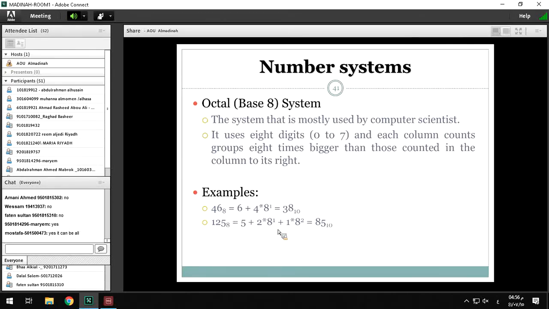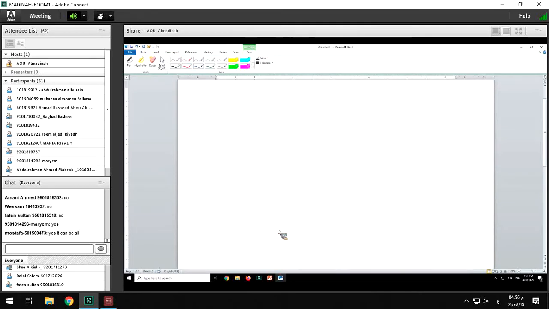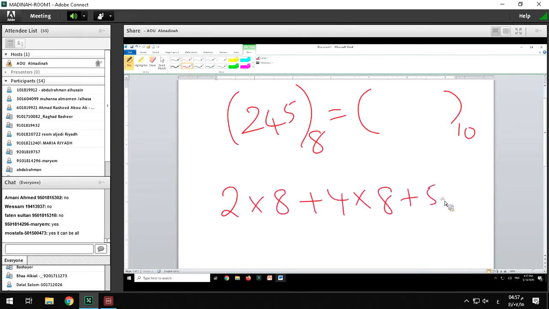Octal numbers are base 8 numbers. We can convert octal numbers into decimal numbers just by multiplying by the powers of 8. Let's say for example, I have 2, 4, 5 base 8, and you are asked what the decimal of this is. You need to just multiply by the powers of 8. How? 2 multiplied by 8, plus 4 multiplied by 8, plus 5 multiplied by 8. Now you add the powers here: 8 power 0, 8 power 1, 8 power 2.